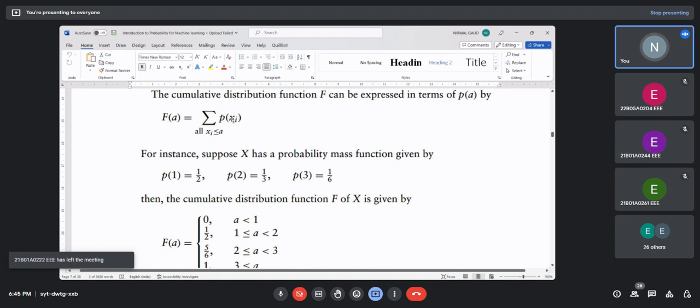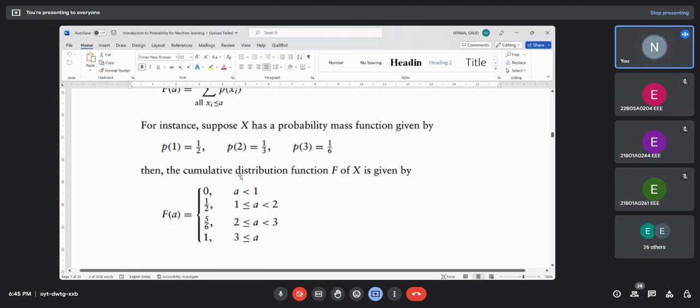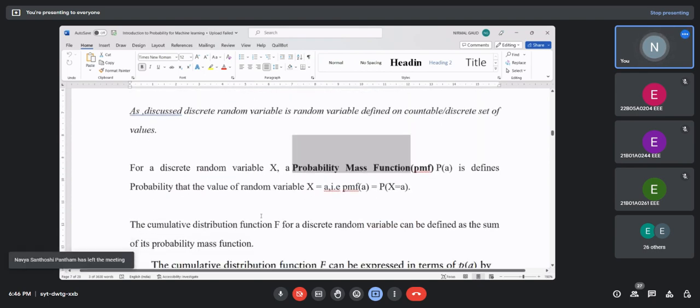Whatever the probability of this value is, that's what I'm going to write. For instance, if I have 1, p1 has probability 1 by 2, p2 has probability 1 by 3, p3 has probability 1 by 6. So if I define the cumulative distribution function of it, this is given in the form of a range: less than 1, then between 1 to 2, then between 2 to 3, and then beyond 3. Just focus upon what's been told to you.